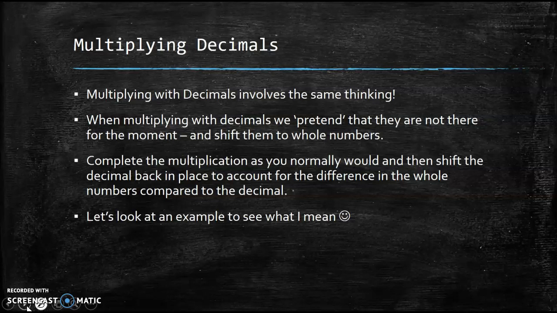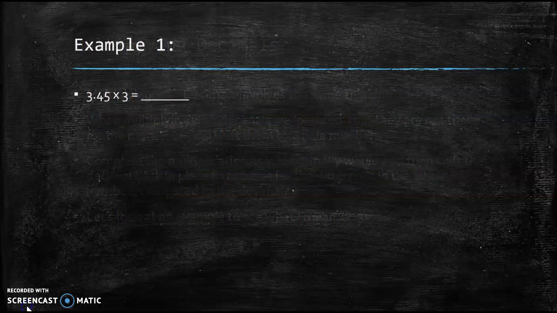So let me show you what I mean, because I'm sure that's a lot to think about without an example in front of you. So let's look at this example. 3 and 45 hundredths times 3. Okay, so I had said let's pretend the decimal is not there. Let's shift it to become a whole number, and then we'll shift it back. So what do I mean? Well, I'm thinking about 3 and 45 hundredths.